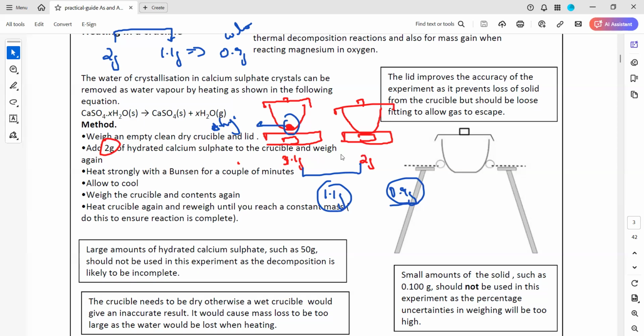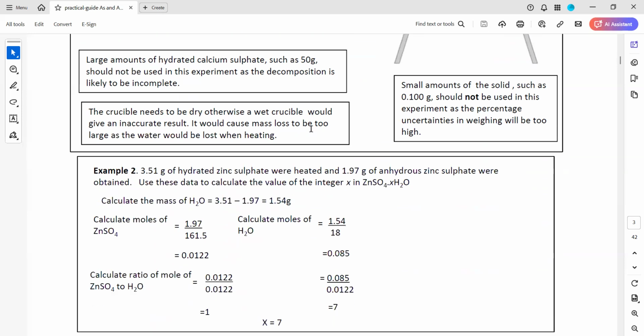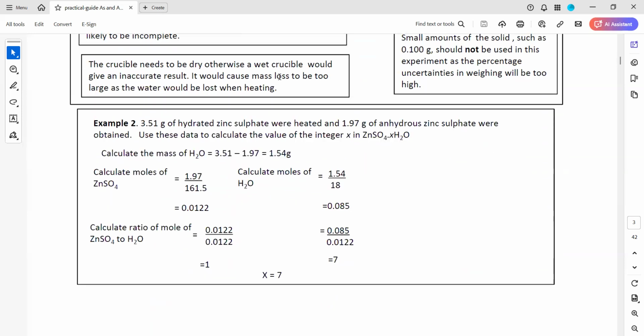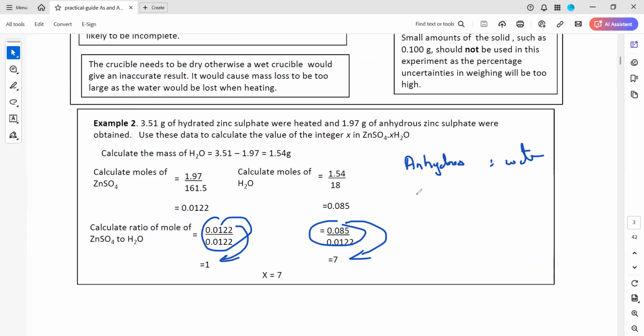And the final answer you get will be the ratio, like in the exam, because whenever you're taking a ratio, the smaller number will always be 1. So it is 1 ratio x here. But this is what you're taking: anhydrous and the water. So the mass of anhydrous was 1.97 and the water was 1.54. These are the grams. When you simplify, like you divide by the molar mass, you got 1 is to 7. It means the ratio of anhydrous salt to water is 1 is to 7. So if that is the ratio, what is the formula of the hydrated salt?